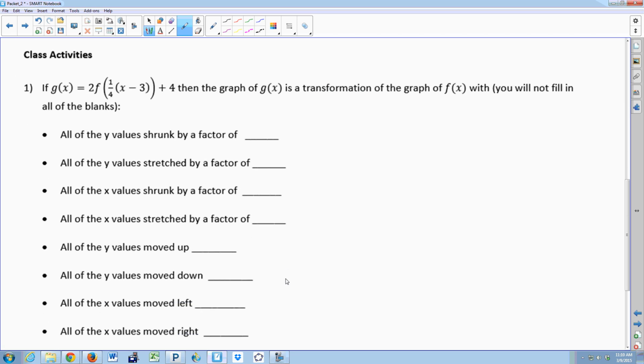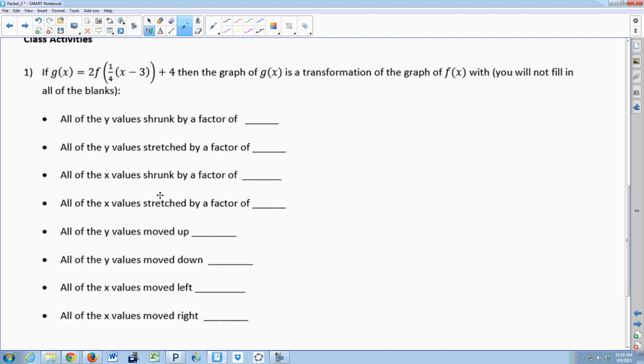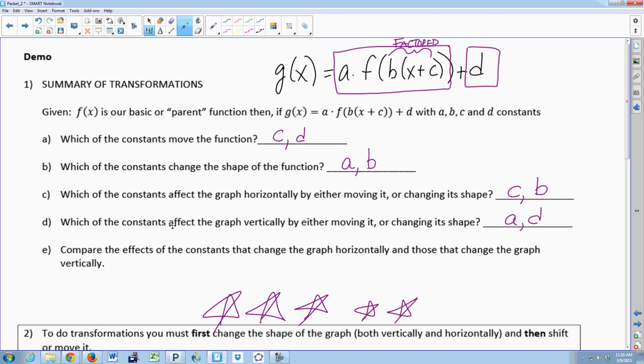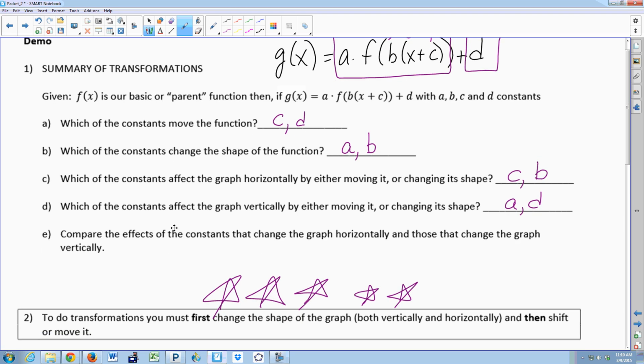So here's your class activity. Now here's all of the possible things you could be doing to the function f. Notice you're not going to fill in all the blanks. If the sentence doesn't apply, put NA. So if something doesn't apply, put in NA. And once you've finished 1 and 2, please have me check and I will come around. And then if you haven't finished 16, please go back and finish it before moving on to 17.